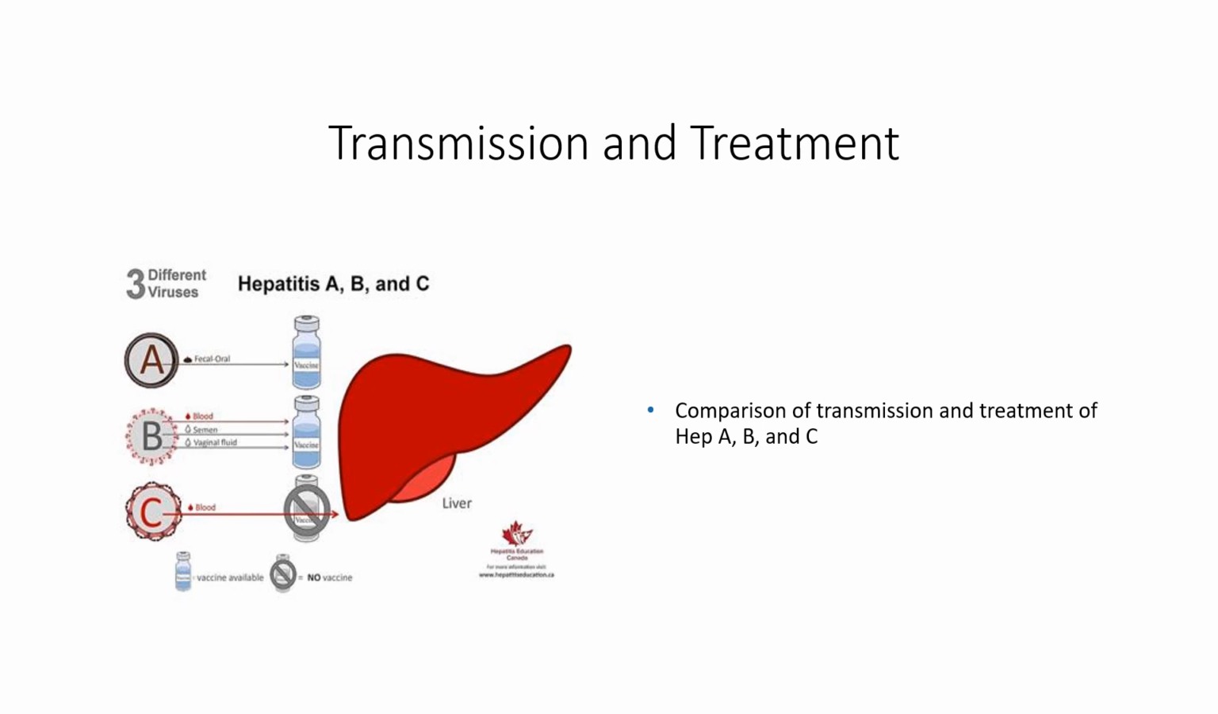Hepatitis B is commonly spread through blood, semen, and vaginal fluid, and there's also a vaccine for hepatitis B as well. Hepatitis C is spread through the blood, most commonly through the sharing of needles, and unfortunately, there is no vaccine for hepatitis C at this time. However, scientists are working tirelessly to hopefully develop a vaccine for hepatitis C.